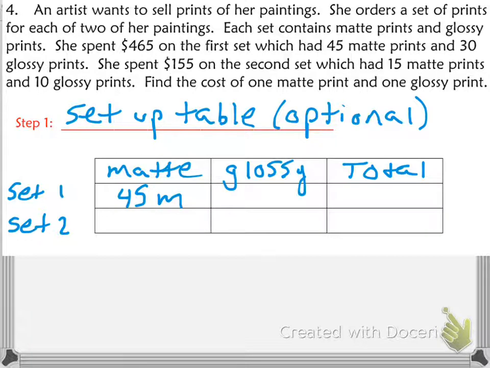We had 30 glossy sold, so 30G, and the amount made from the mat and the amount made from the glossy had to add up to that total of 465. And then we have something very similar for the second set, except I have 15 mat, I have 10 glossy, and the total for that is 155. So we're going to take that information that I have in that table and translate that to equations now.